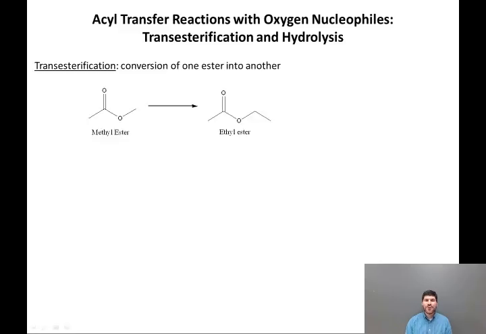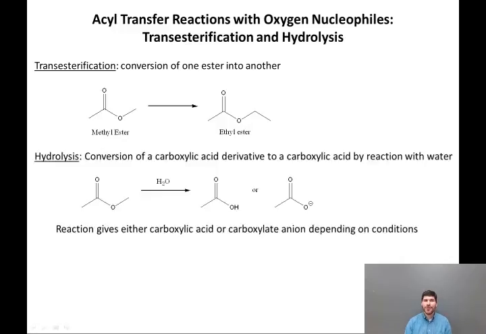So transesterification, as the name implies, is the conversion of one ester into another. In the example given on the screen, we have a methyl ester being converted into an ethyl ester. Note it is the group to the right of the oxygen atom that is changing. The group to the left of the carbonyl group remains the same.